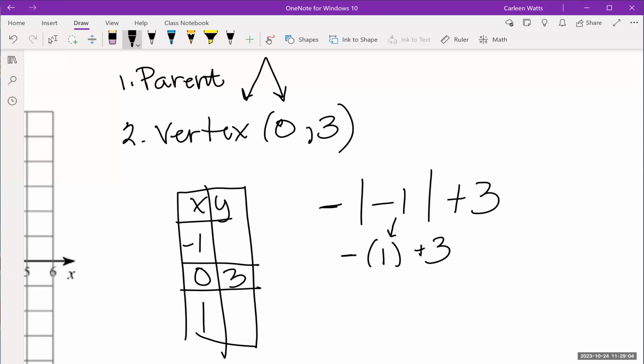See how tricky that is? And guess what? You can't use your calculator. The calculator does not have an absolute value button. So this is negative 1 plus 3 is 2.